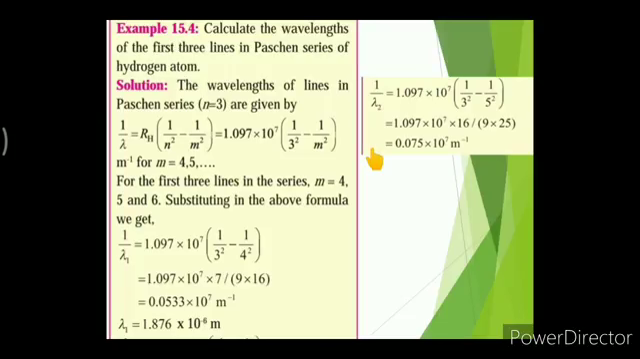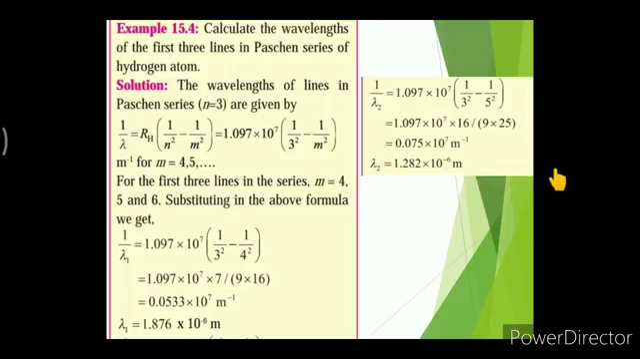Again, this value is the value of 1 upon lambda 2. Hence, to determine the wavelength of the second line in the Paschen series, that is the value of lambda 2, we take the reciprocal of 0.075 into 10 raised to 7 per meter. So lambda 2 we are getting as 1.282 into 10 raised to minus 6 meter.